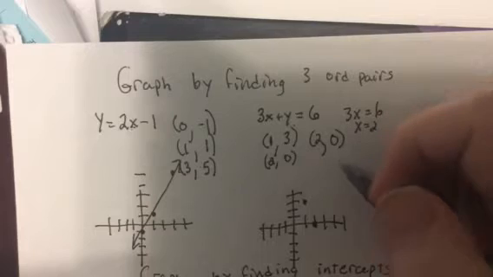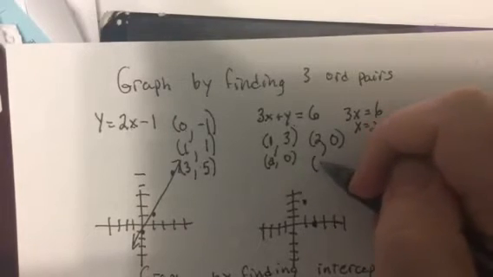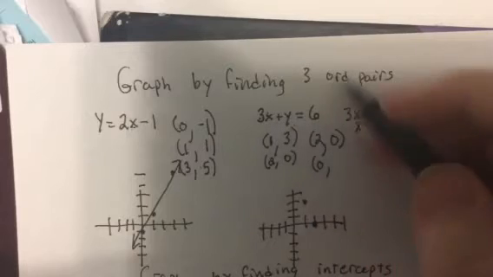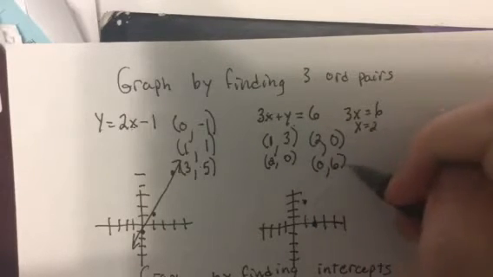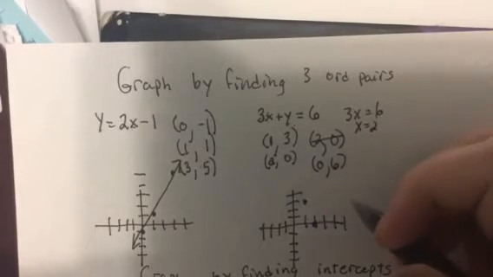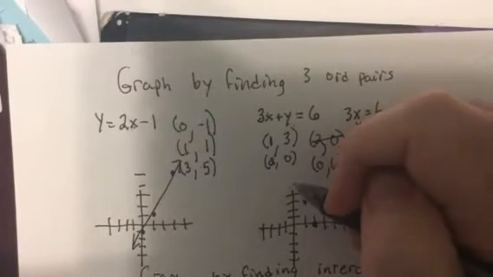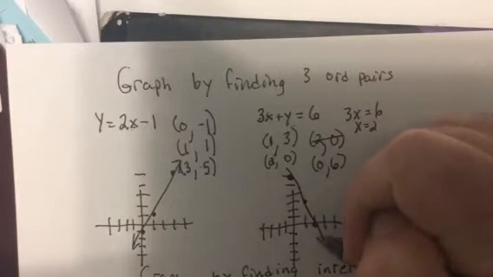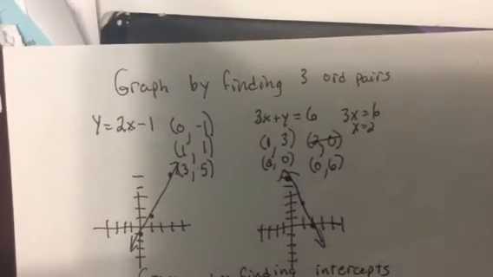Sorry about that. Let's put 0 in for x. This drops out. 3 times 0, y equals 6. So, you don't want to use the same one twice. So, 0, 6 would be about right there. There we go. That's a horrible line.